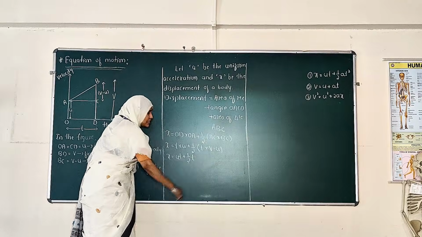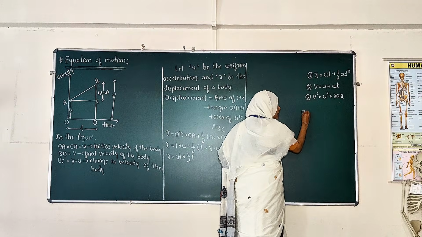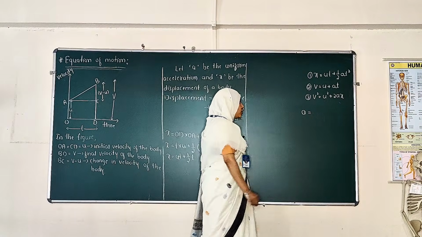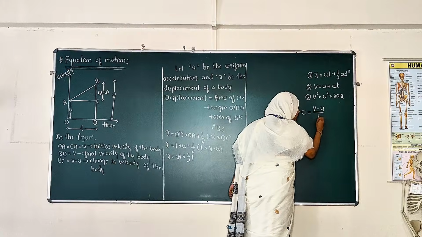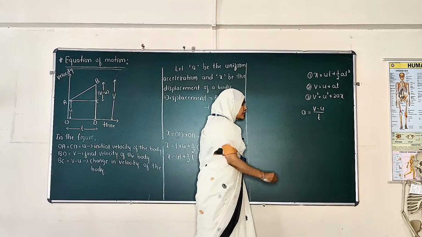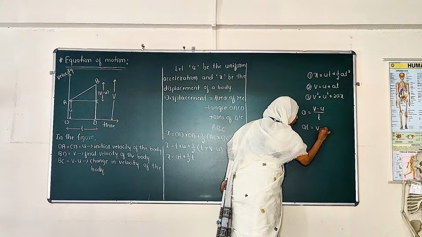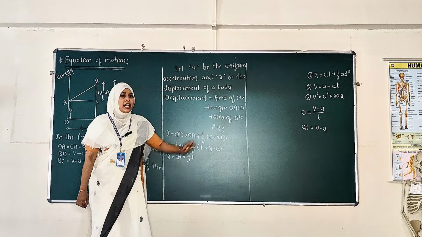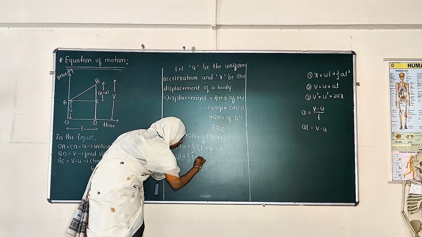First I will write T as it is. Now you already know the formula for the acceleration. How will you define acceleration? Acceleration is equal to the rate of change of velocity, that is V minus U divided by T. Now shift T to the LHS. How will you write? A into T is equal to V minus U. Then in the place of V minus U, can I write it as A into T? Okay, very good. Then write down A into T.